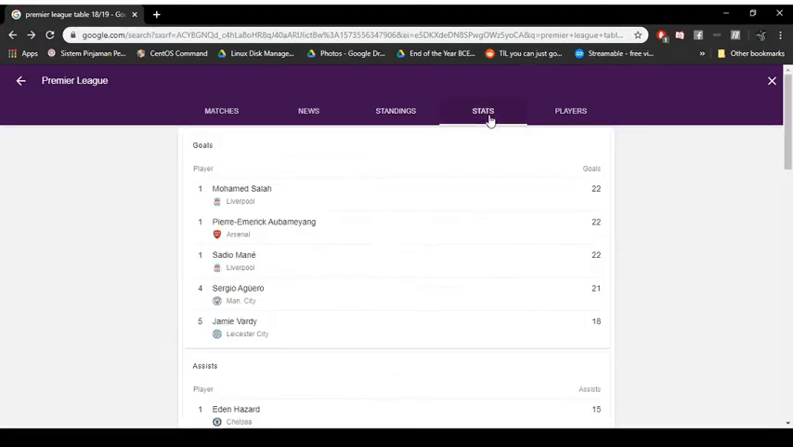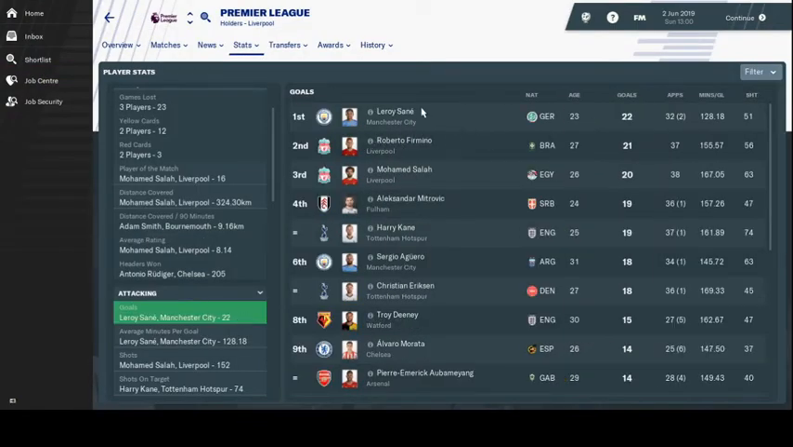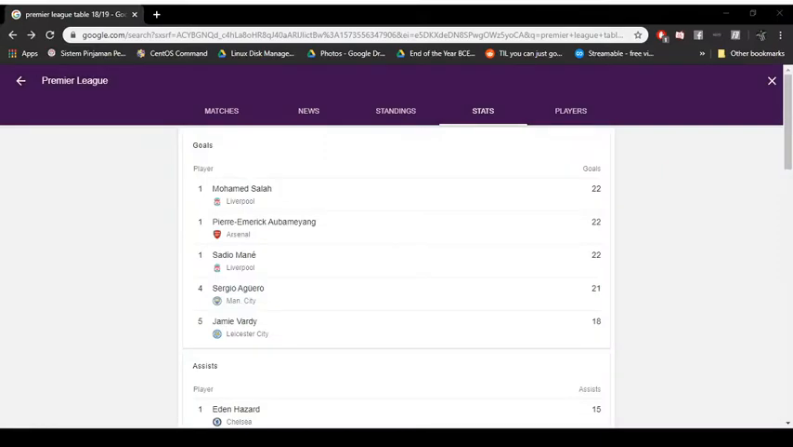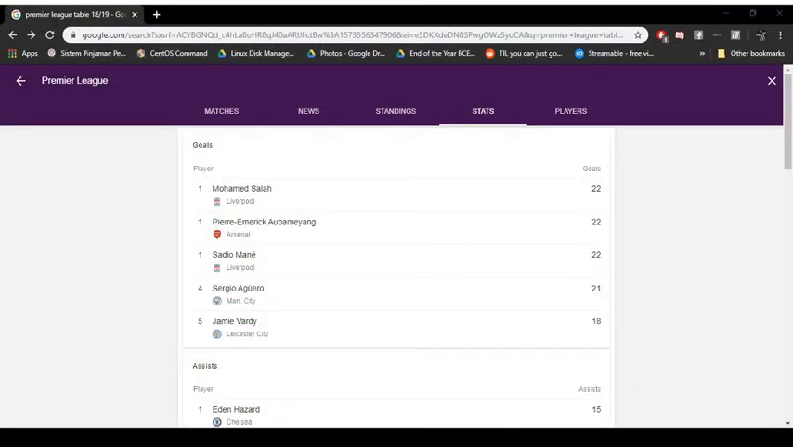The top scorers for the real season were Mohamed Salah, tied with Pierre-Emerick Aubameyang and Sadio Mane with 22 goals. The 4th highest scorer was Sergio Aguero with 21 goals, and then Jamie Vardy with 18 goals. Now let us see how it is in this simulation. The highest goal scorer is Leroy Sané of Manchester City with 22 goals, followed by Roberto Firmino with 21 goals and Mohamed Salah with 20 goals. Compared to the real life table, where Mohamed Salah had 22 goals, in this video game Salah scores 20 and Sané scores 22, which is almost accurate to the highest goals scored in real life.